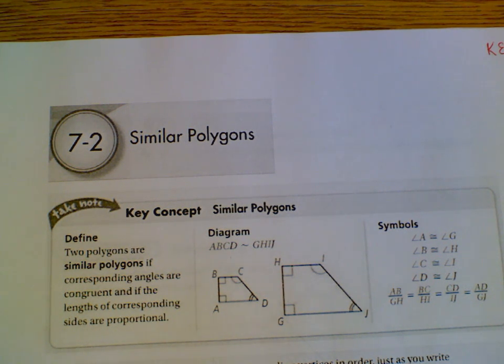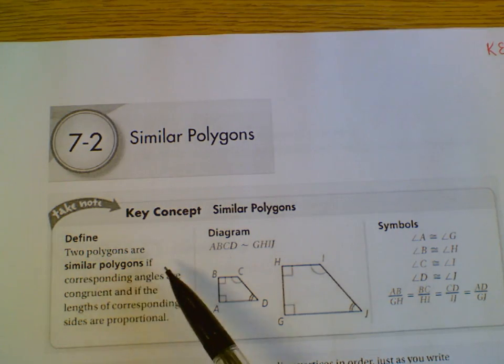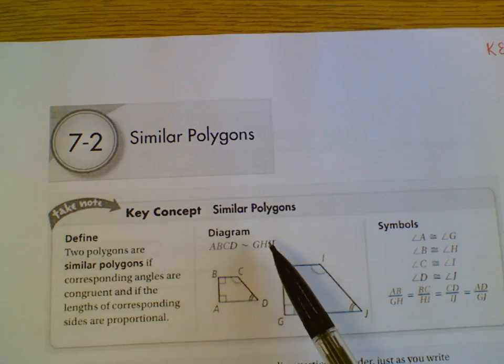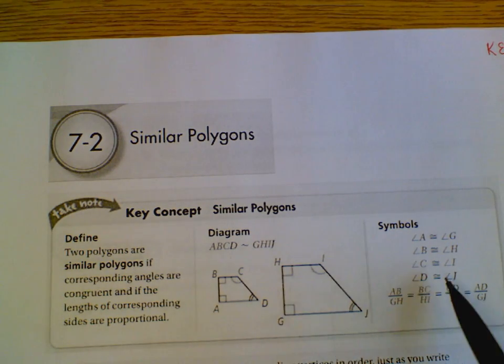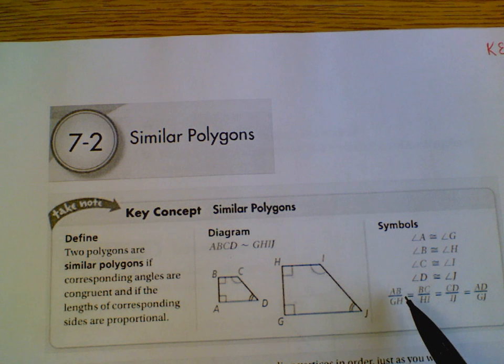Section 7.2 is where you actually start getting into similar figures. So the first key concept box is talking about similar polygons. It says, two polygons are similar if corresponding angles are congruent and if the lengths of the corresponding sides are proportional. So what that means is if they tell you these two figures are similar, I know all of the corresponding angles should be equal to each other, and I know that when I set up a ratio between the corresponding sides, they should all have the same ratio when you reduce it.